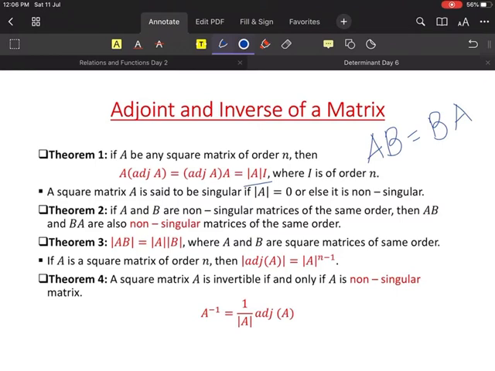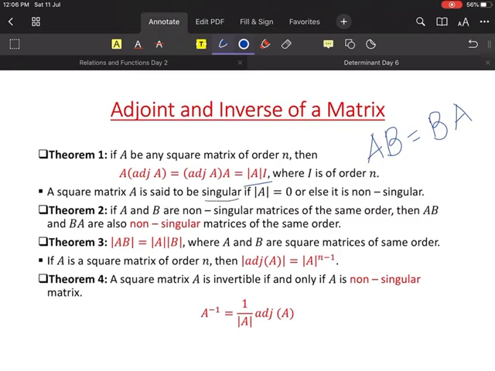Why is I of order n? Because the matrix A which we are dealing with, the original matrix, is also of order n. If the original square matrix is of order 3, then I will be of order 3. Understood? Am I clear?